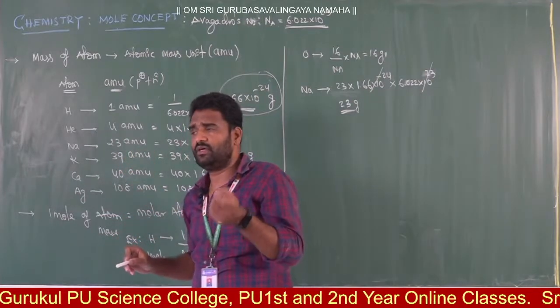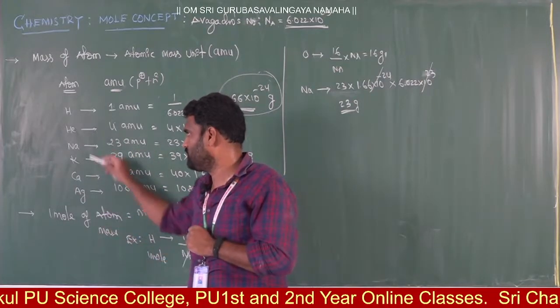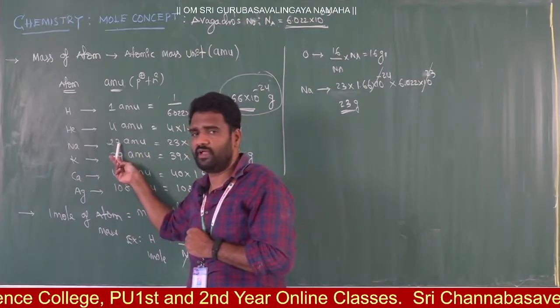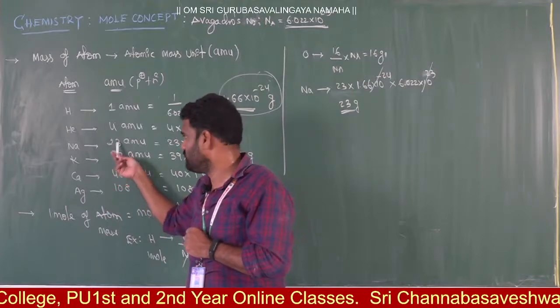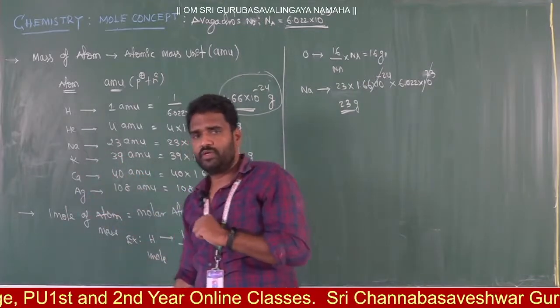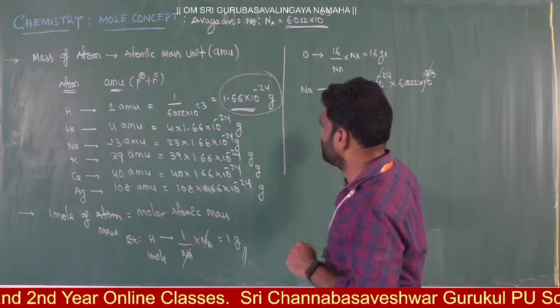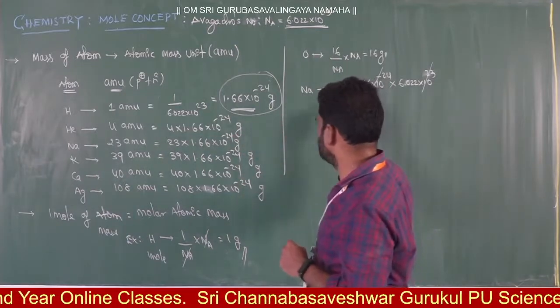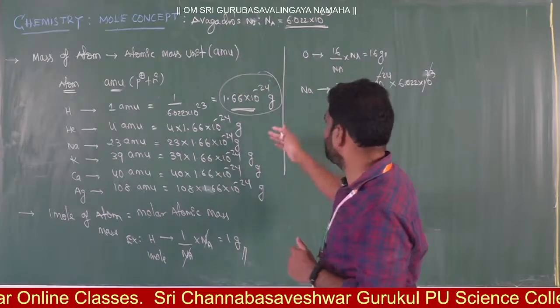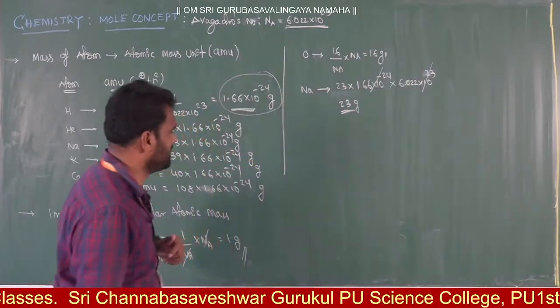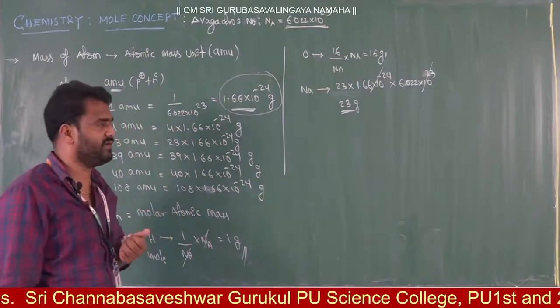If I want to know the weight of only 1 sodium atom, what do I have to do? Here 1 mole is 23 grams. If I divide by Avogadro number, I will get the weight of 1 sodium atom. This is the approach you can apply. Like this you can get the atomic mass, and when AMU is given, you can find the number of particles.